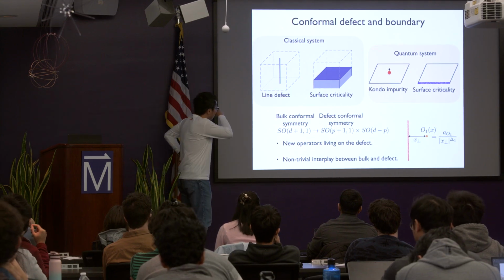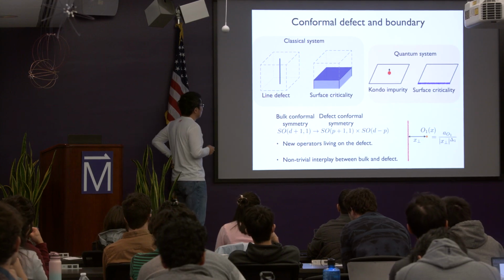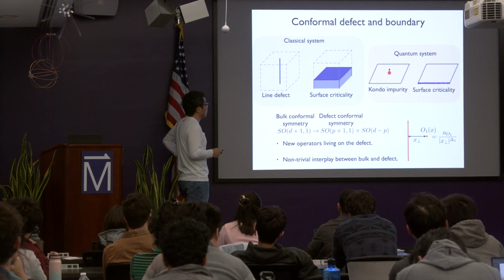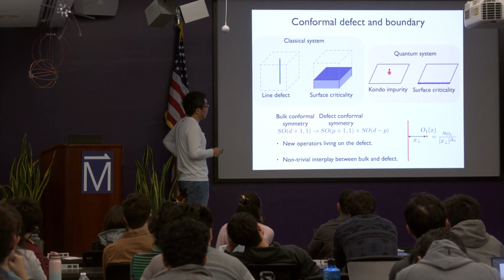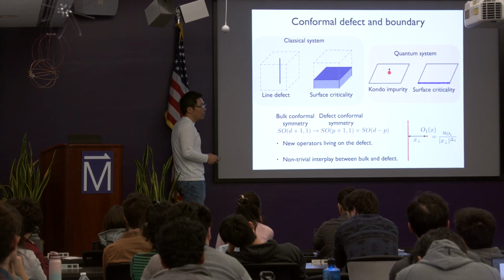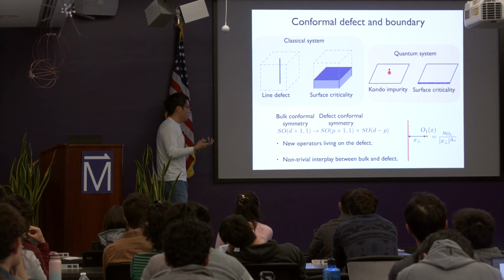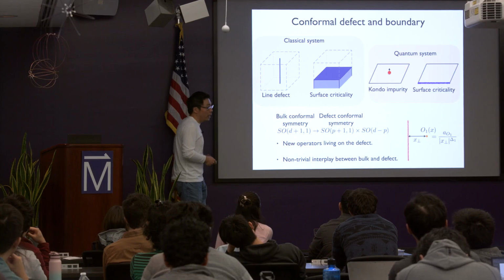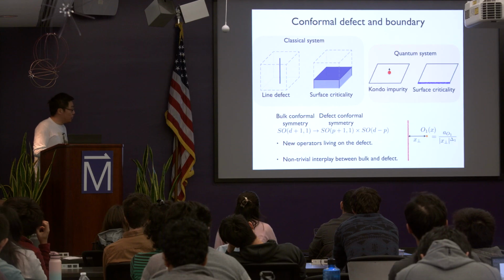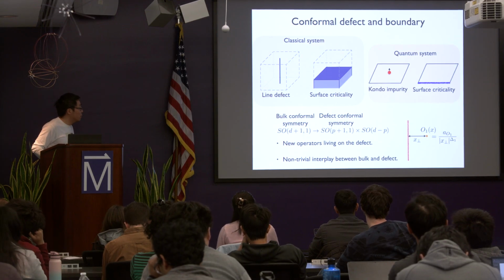So let me spend one or two minutes talking about defects. We can also extend this program to study the so-called conformal defect or boundary. In the quantum case, this refers to, for example, a Kondo impurity coupled with the CFT, or you can consider the boundary of the theory. All of those are inevitable in real experiments, and indeed they also lead to interesting critical phenomena, which are different from the bulk. It depends on the bulk, but the details are different, like the exponents are different and so on.